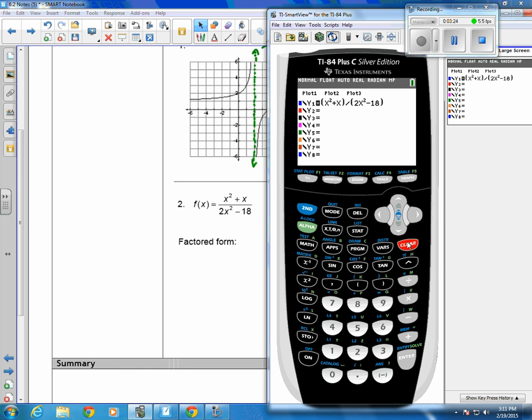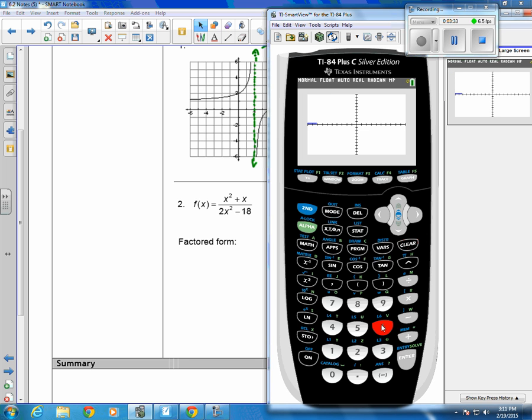Whoa. This is a weird one. Really weird. Now yours may look even weirder than mine. So it's like a negative 1, 0. Because what happens on your calculator is, if you press mode, you may see an option for connected or dot. Right now, by default, your calculator is set for connected.